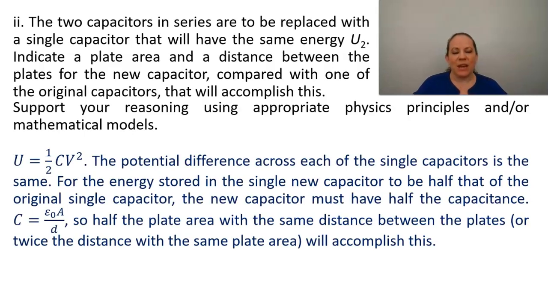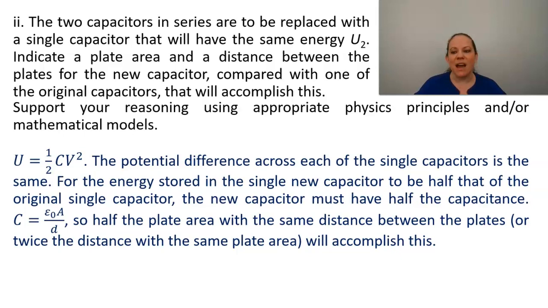So the energy stored equals 1/2 capacitance times the voltage squared. The potential difference across each of the single capacitors is the same. And for the energy stored in the single new capacitor to be half that of the original single capacitor, the new capacitor must have half the capacitance.